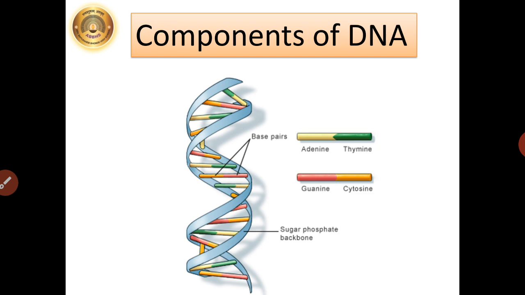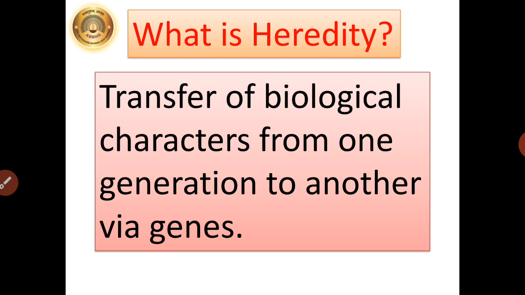There are four types of nitrogenous bases: adenine, guanine, cytosine and thymine. Adenine always pairs with thymine and cytosine always pairs with guanine. In the structure of the nucleotide, a molecule of a nitrogenous base and phosphoric acid are each joined to a molecule of sugar. What is heredity? Transfer of biological characters from one generation to another via genes is known as heredity.